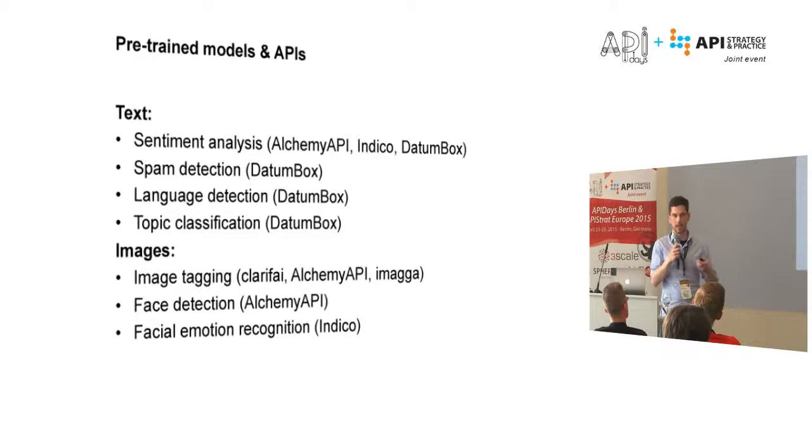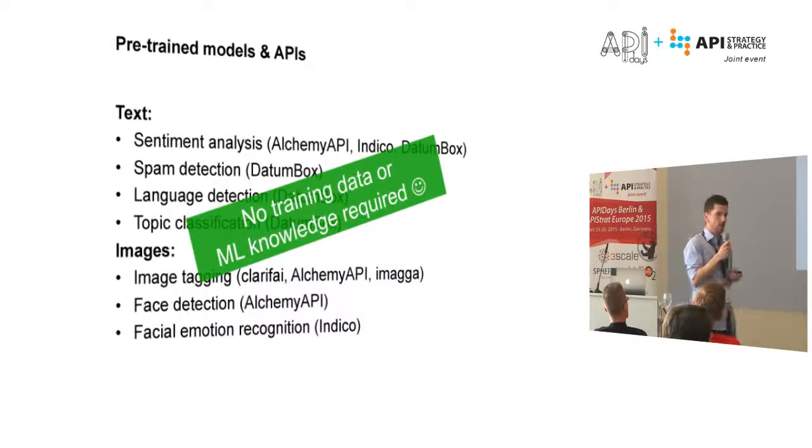And now, since there was a huge advancement in image analysis, you also have certain APIs for image tagging, face detection, and facial and emotion recognition. What's good about these kinds of APIs is that they are using pre-trained models. That means you don't need to know much about the problem. More importantly, you don't need to use your own data. You don't need to train your own models for using any of these applications. And best of all, of course, you don't need any kind of machine learning knowledge.